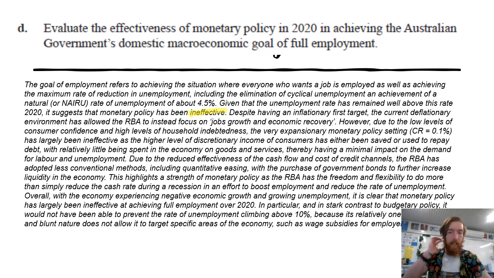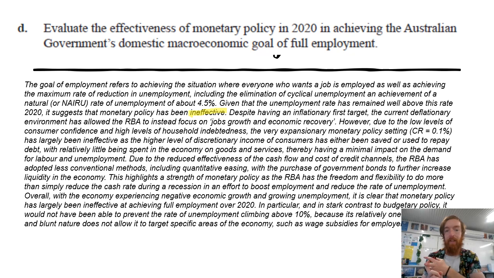Despite having the inflationary first target, the current deflationary environment has allowed the RBA to instead focus on job growth and economic recovery, which is also relevant to this year, if you need to know that. However, due to the low levels of consumer confidence and high levels of household indebtedness, the very expansionary monetary policy setting of a cash rate of 0.1% has been largely ineffective, as the higher level of discretionary income of consumers has either been saved or used to repay debt, with relatively little being spent on the economy on goods and services, thereby having minimal impact on the demand for labour and unemployment.